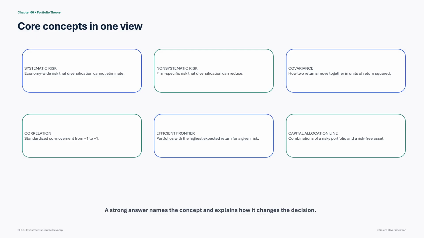The efficient frontier contains the best available risky portfolios for each volatility level. The capital allocation line then combines a chosen risky portfolio with a risk-free asset.